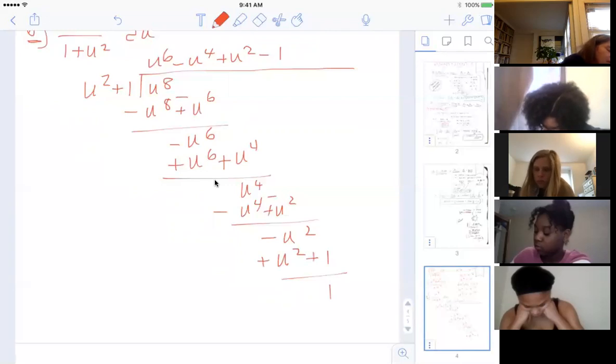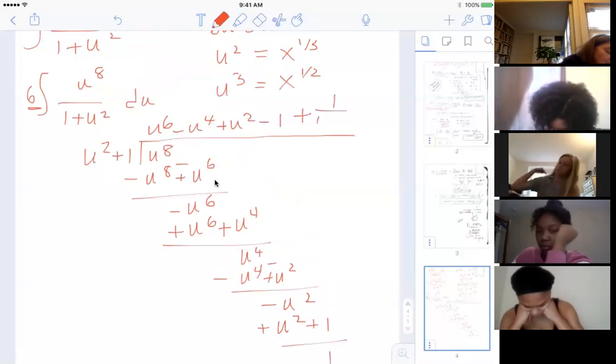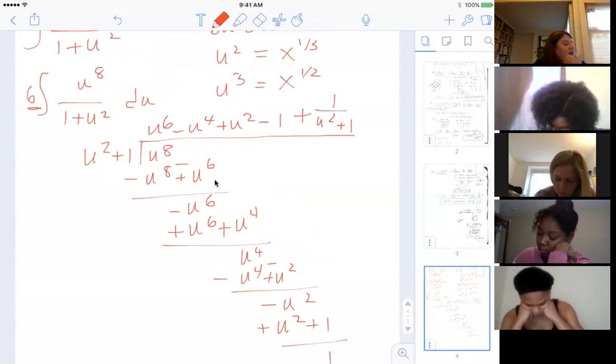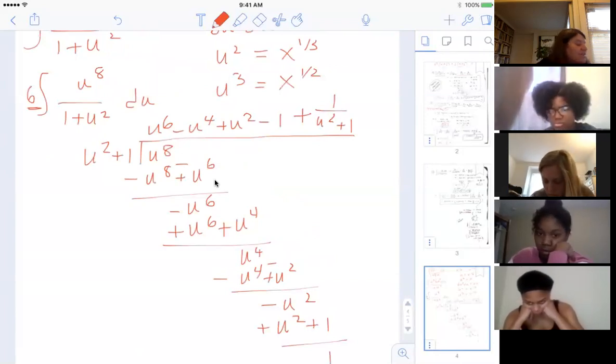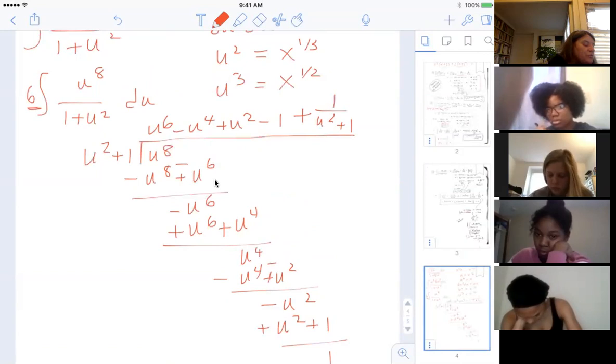So if I go back up here, my remainder of 1 will go over the divisor, u squared plus 1. Now, I'll let you guys kind of finish that out. You got the 6 out there. These things are easy to integrate. That's just a natural log. Remember to go back and put in your u. And your u was x to the 1/6, I think.